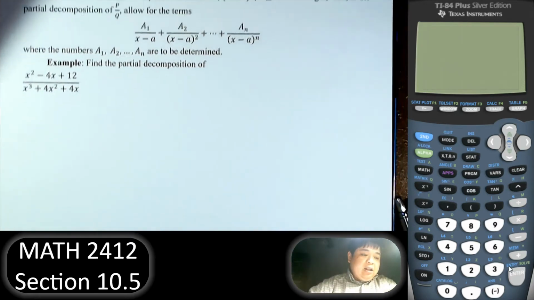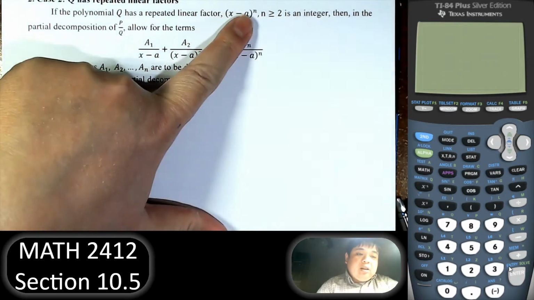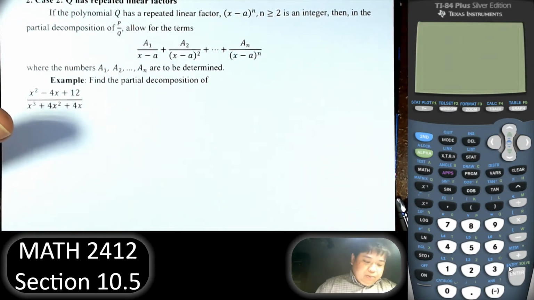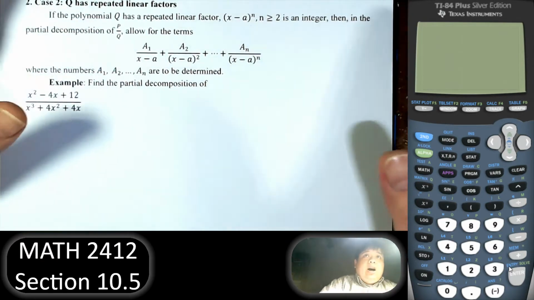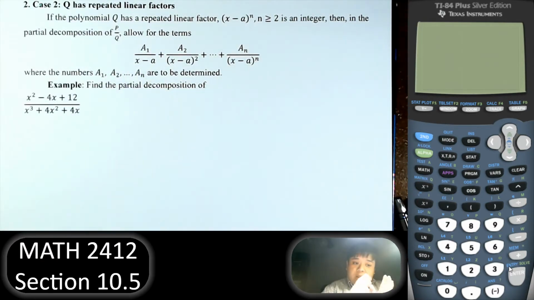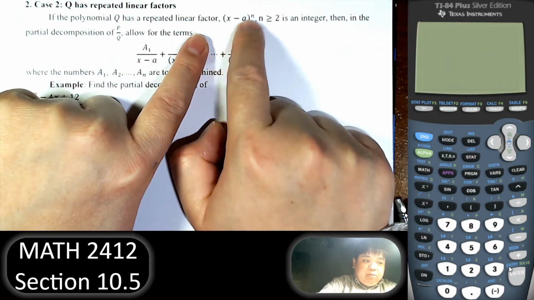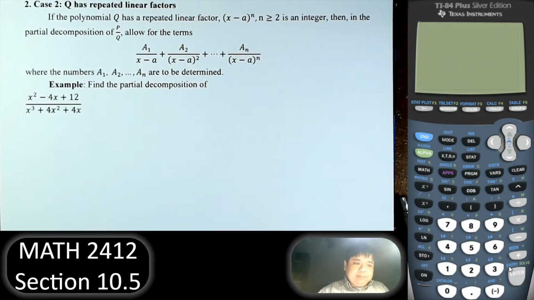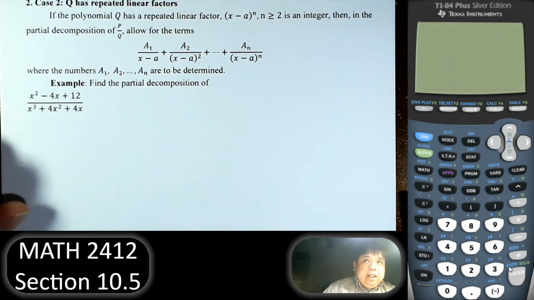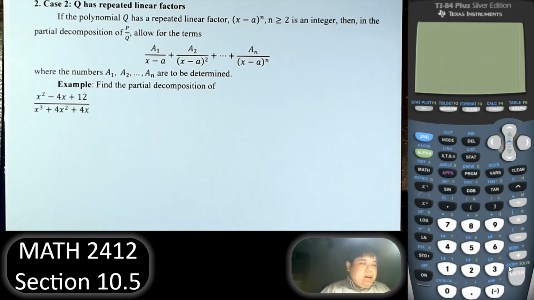Now, second case. What happens if we have a repeated linear factor? Well, when we have something raised to the n-th power, in that case we still have the same factor, but we have to have n factors of that, so we have n fractions for that. You get the idea. Right. Actually, let's just do one example and you get the idea.